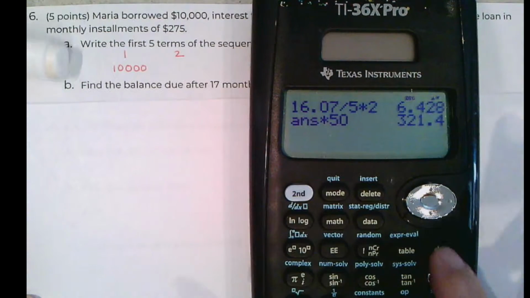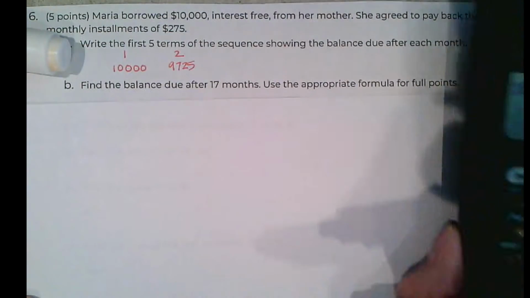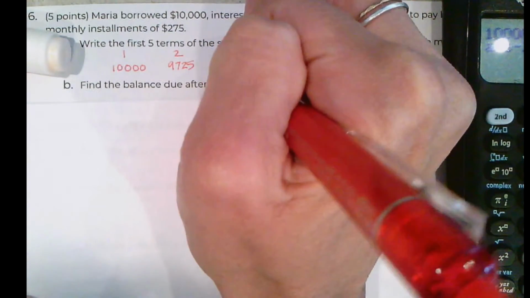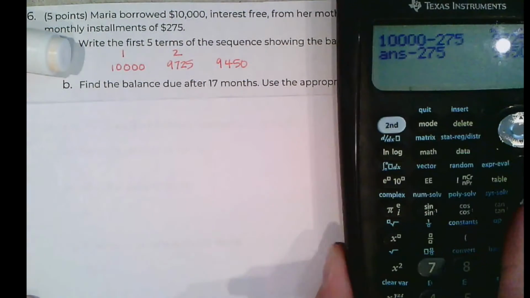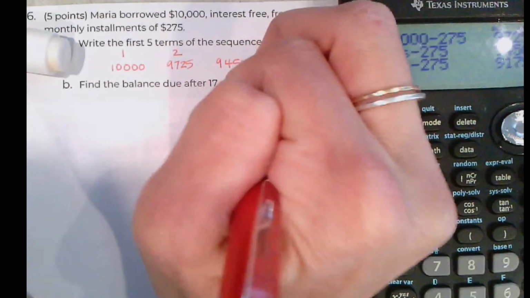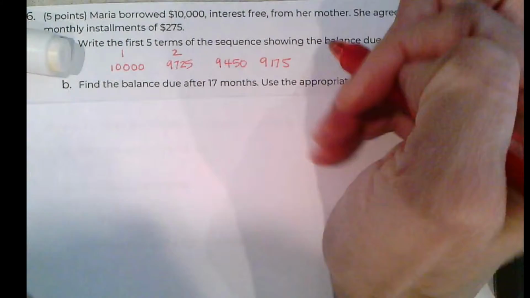So 10,000 minus the $275 she paid off. Now she only owes $9,725. She does that again. 9,450 again. So I'm just going to keep subtracting off. I need to do this 5 times, right? 9,175 and 8,900.